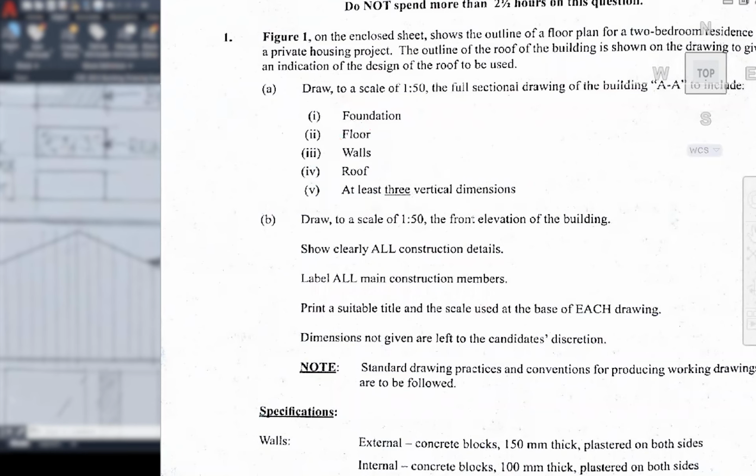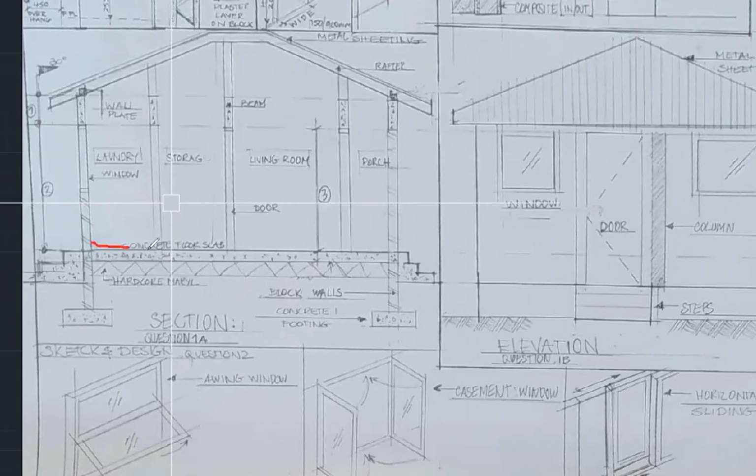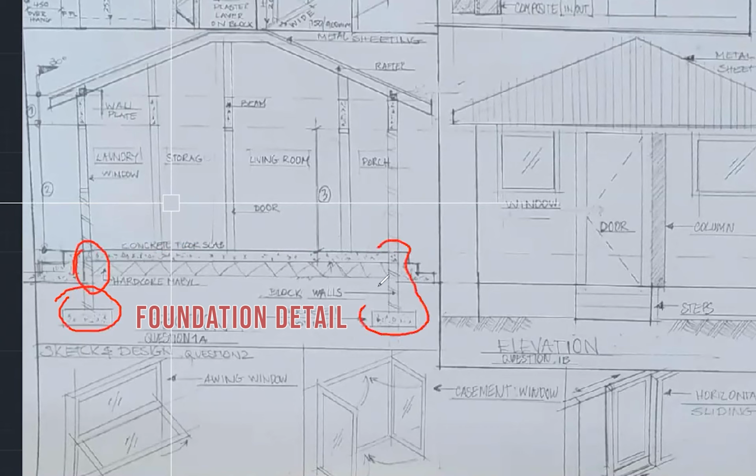So let's go over to this diagram that I have here. And quickly, what are we going to be looking for? We're going to be looking for the floor. Floor is here. Yeah, that's the floor. The foundation is down here. What happens here at this intersection? This is the foundation intersection.